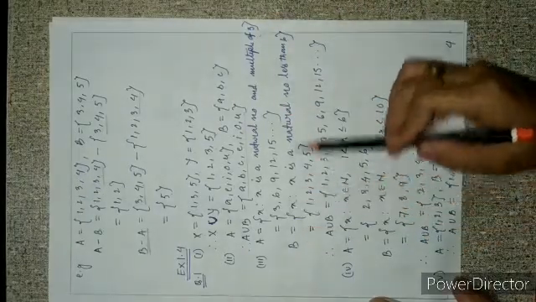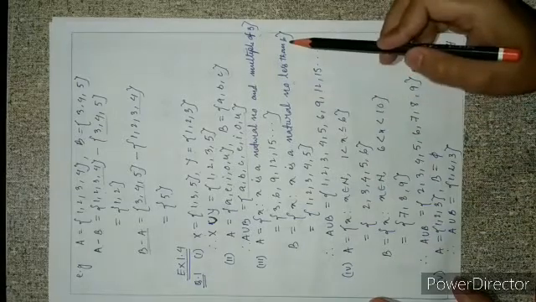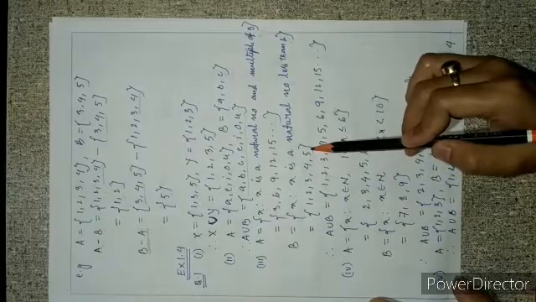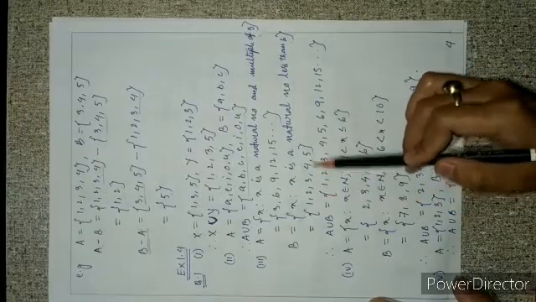Then set B: X is the natural number less than 6. Write all the natural numbers which are less than 6. They are 1, 2, 3, 4, 5.